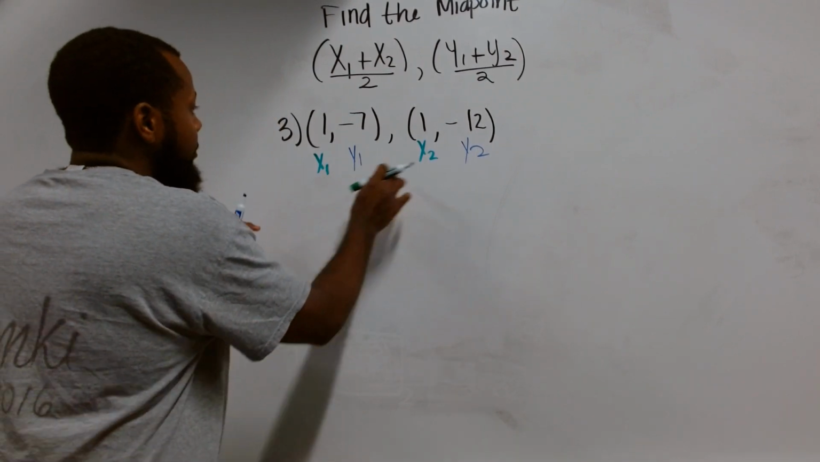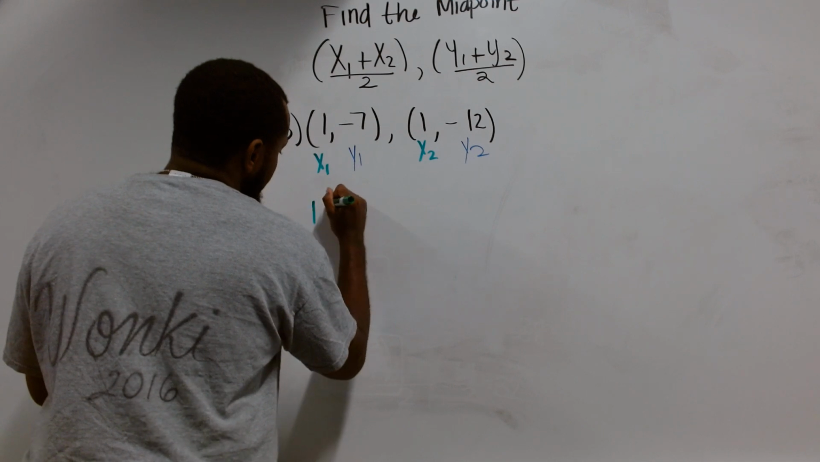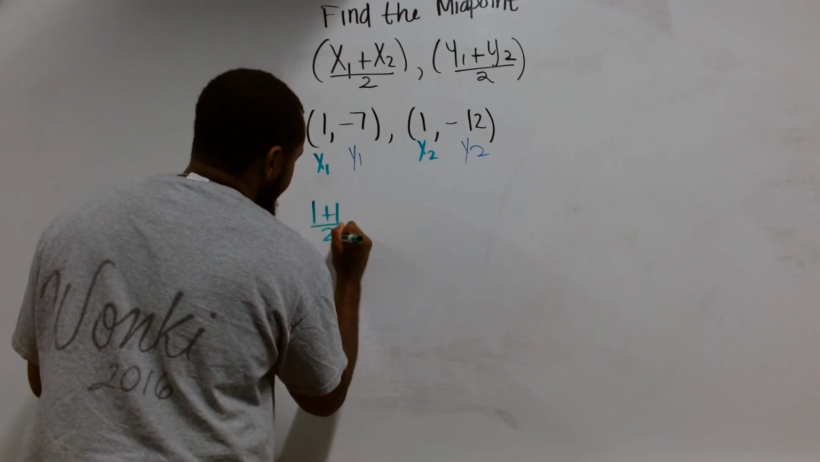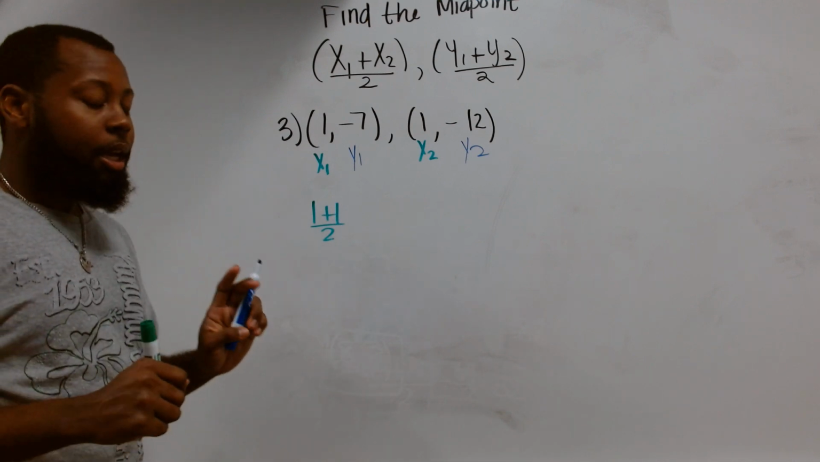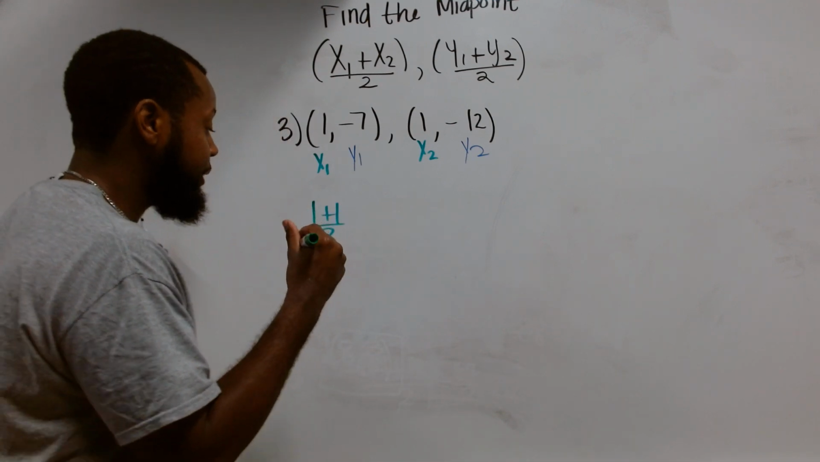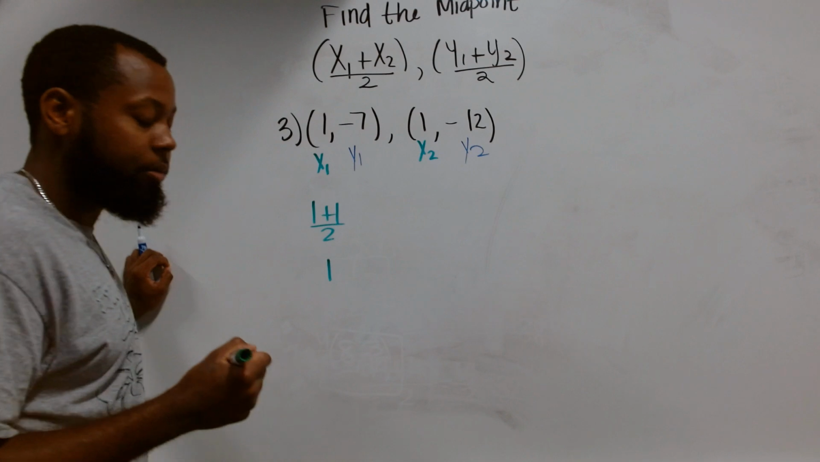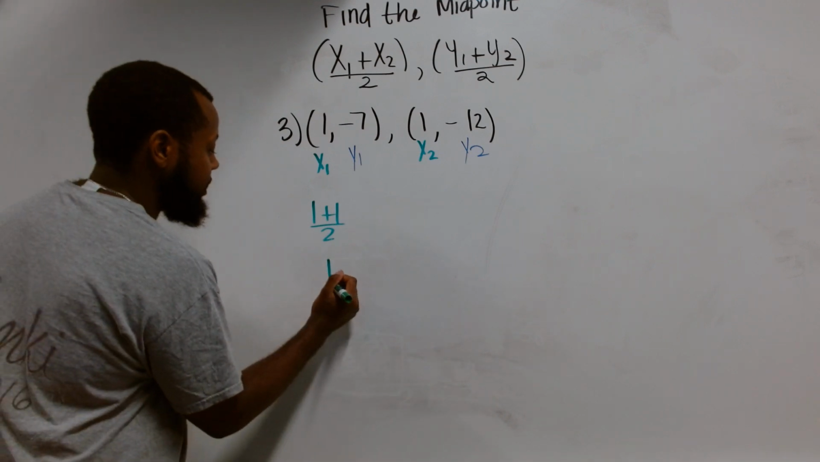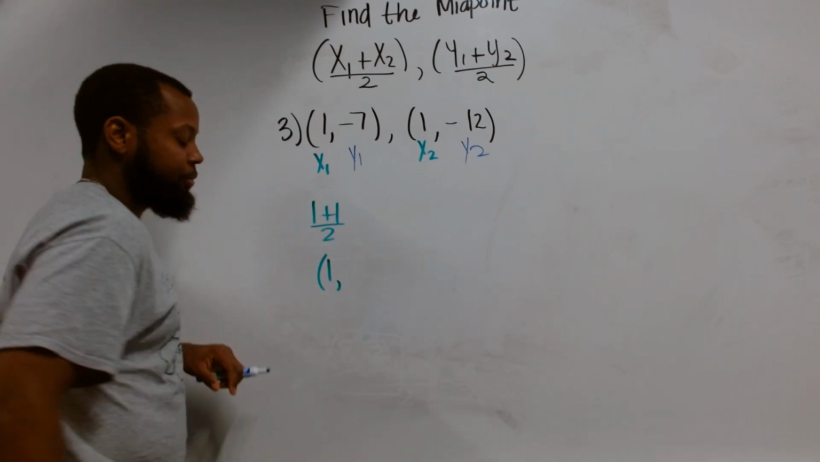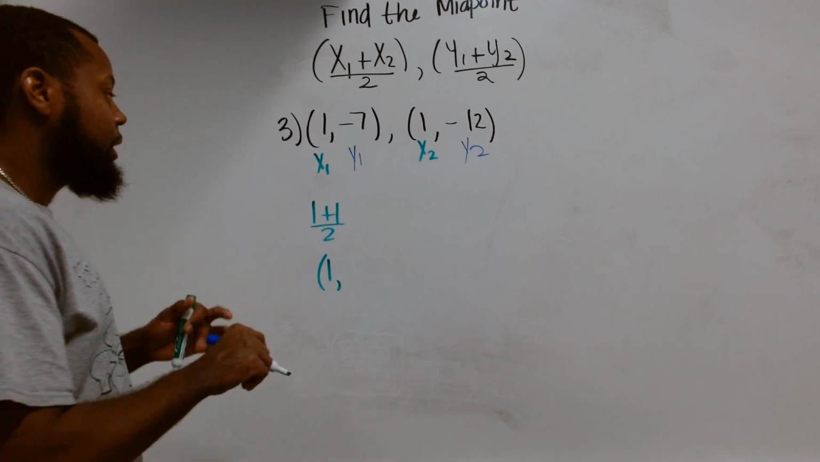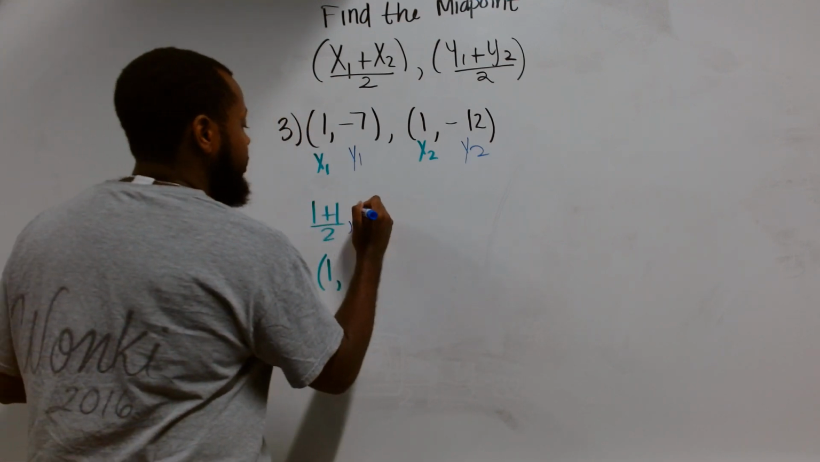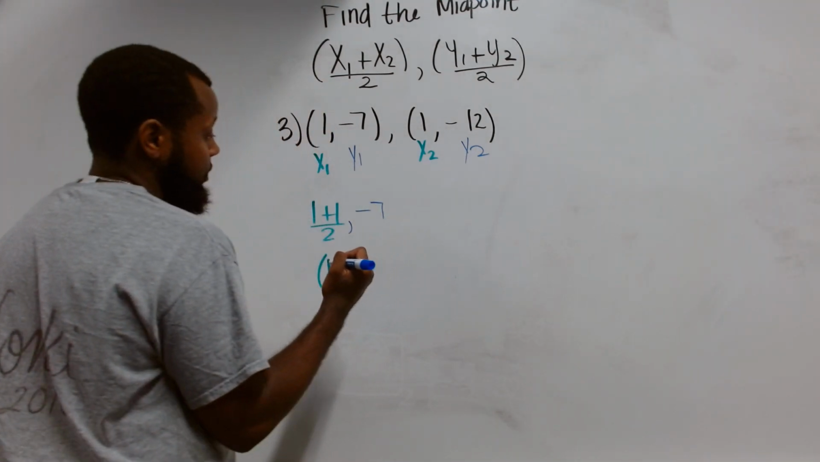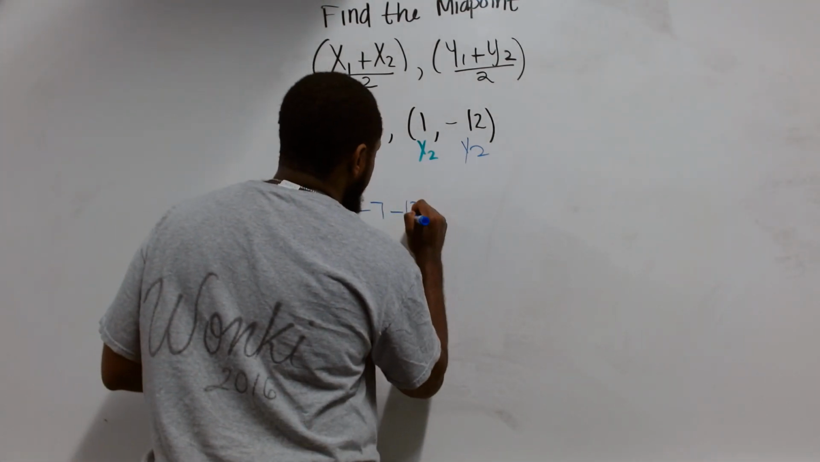First I want to solve my x's. So 1 plus 1 divided by 2. I know 1 plus 1 is 2, and so 2 divided by 2 is 1. I just got my x pair right there. Wonderful. Now it's time to figure out my y's. I owe someone $7. Now I owe them $12 more.